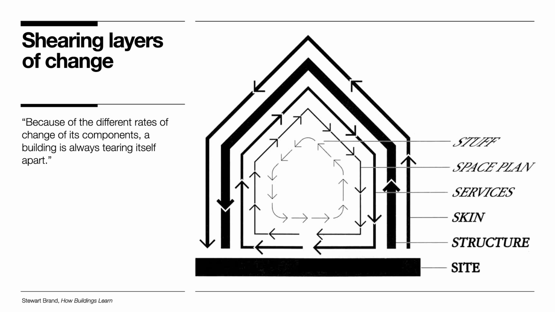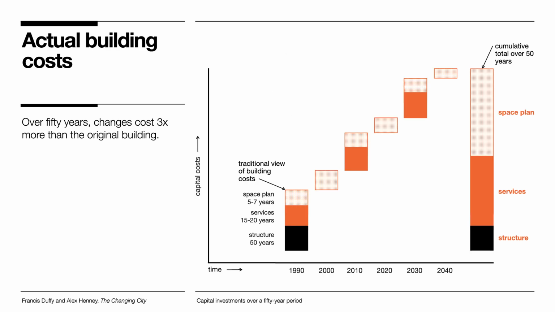The overall structure and cladding of your house or the place where you work probably isn't going to change that much, but the furniture probably does. So he says, quote, "Because of the different rates of change of its components, a building is always tearing itself apart." Talk about drama, right? That's an interesting thing to envision. We don't think of buildings tearing themselves apart, or at least I don't, on a daily basis. But I mention this because it has to do with life cycle, right? Both cost and environmental impacts.